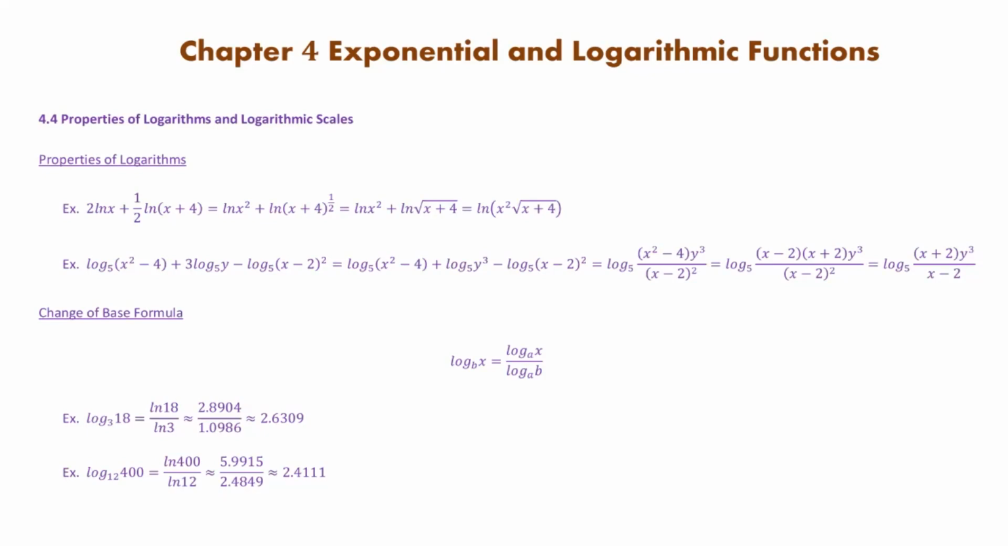Another example is how do you find the logarithm of 400 base 12? You can also use the natural base. You can rewrite the whole thing as ln 400 over ln 12, and ln 400 is 5.9915, and ln 12 is 2.4849, and when these two numbers divide, you get 2.4111. Okay, so this is the change of base formula. Any questions about it? So we're still discussing some basic properties of logarithms.